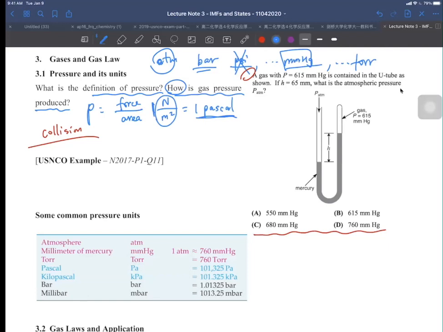I think this question is related to physics. The key question is whether you use the 615 plus the 65 or minus the 65, right? So keep this in mind. The pressure of the gas plus the pressure of this height difference equals the atmospheric pressure. Does this make sense to you? So that means the correct answer should be C.